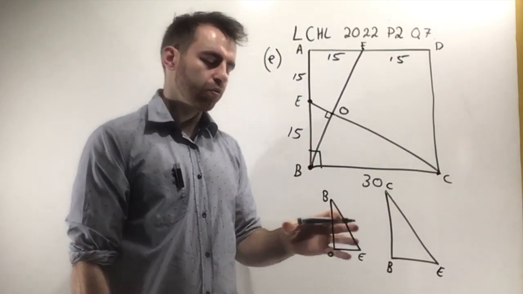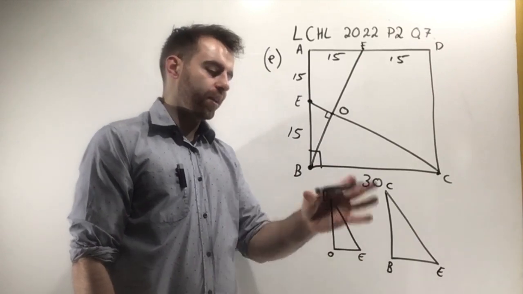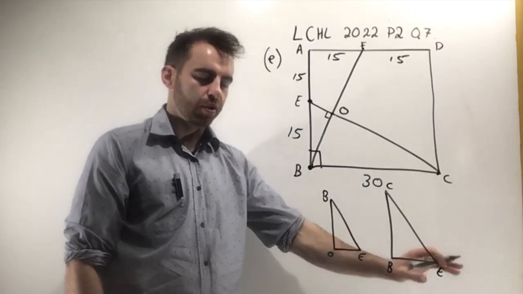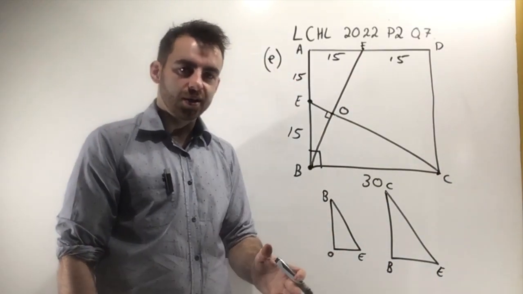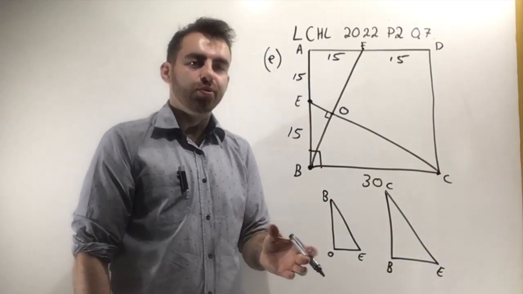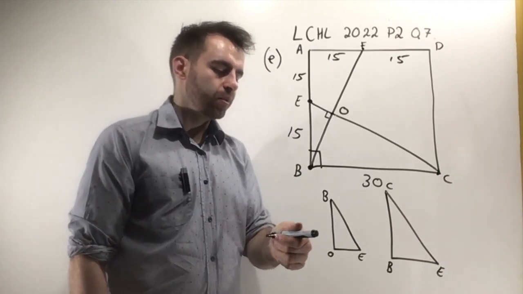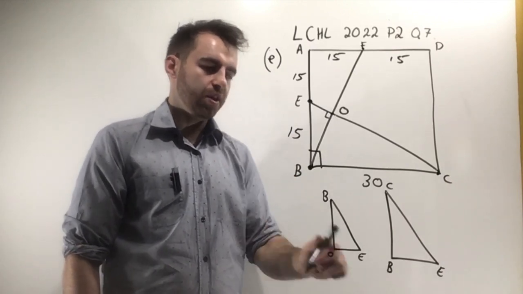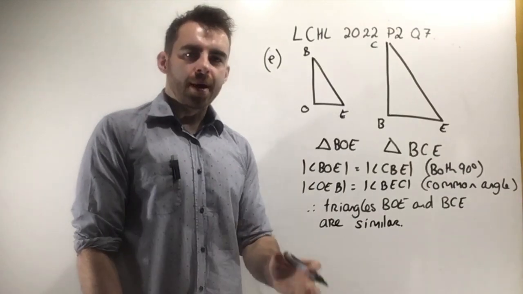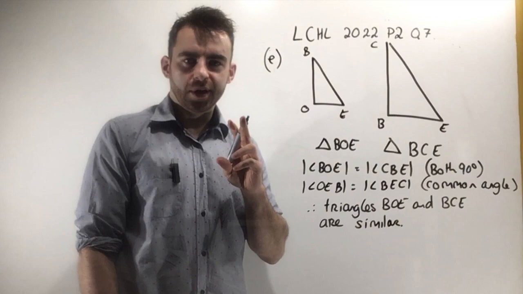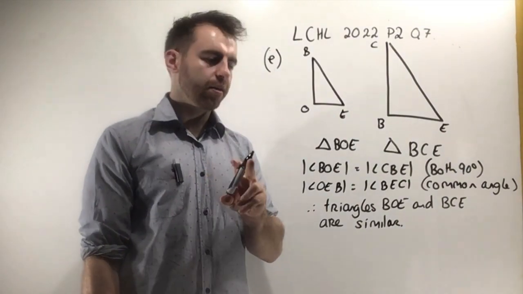It's useful to draw my triangles like this because now I can tell which sides are the hypotenuse, which is the short base, and which is the long side. So now I need to prove that these triangles are similar. And once they're similar, I'm going to be able to work out the distance OE, which is what I was asked to do. Remember that in order to prove that two triangles are similar, you have to prove they have two pairs of equal angles.